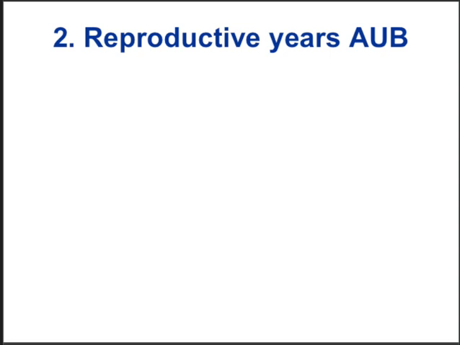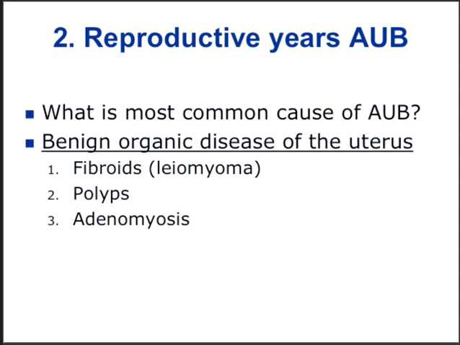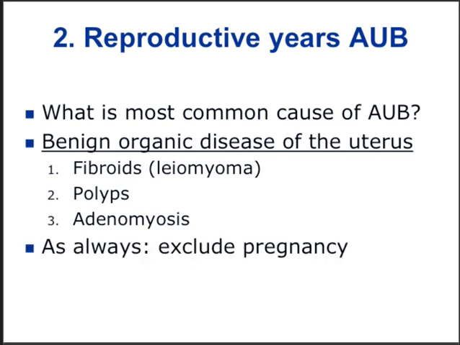Second part now is what are common abnormal uterine bleeding patterns in the years thereafter. The most common cause is a benign organic disease of the uterus, and that is particularly fibroids, leiomyomata, polyps, or adenomyosis. As always, it's important to exclude that we're dealing with a pregnancy, because that would result in a completely different approach. Important to check whether the pap smear is up to date and was negative, to look at a cervical cause of the bleeding.